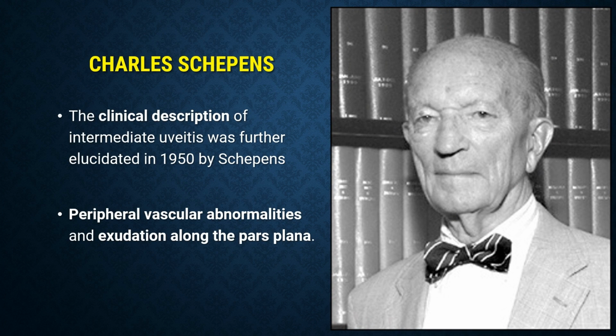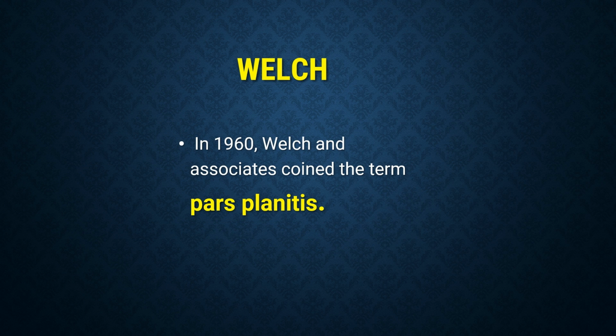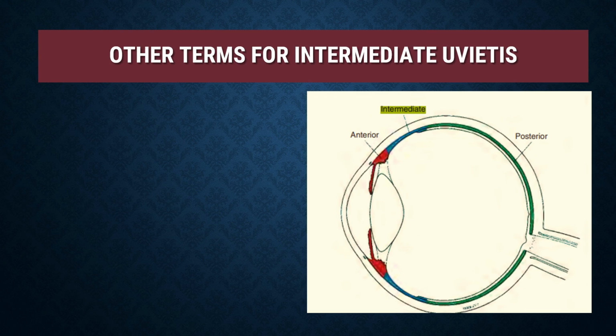It was Charles Schepens who gave the clinical description of intermediate uveitis and further expanded the description. Apart from that, he also said that there are peripheral vascular abnormalities and exudation along the pars plana, which is the posterior part of the ciliary body, in intermediate uveitis. Later on, Welch came in 1960, and along with his associates coined the term pars planitis. Okay, so there are various terms which were used in the literature for intermediate uveitis.